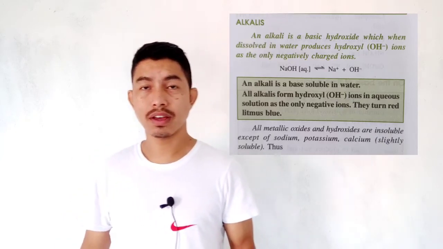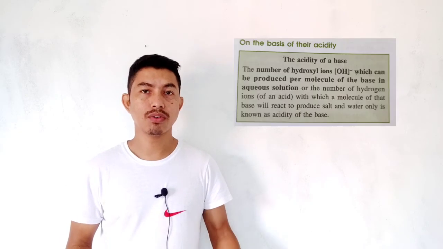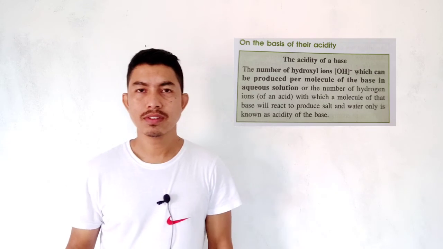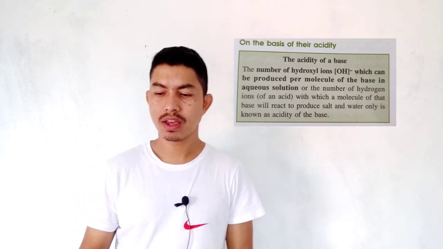Just like acids, alkalis or bases can also be classified as strong alkalis and weak alkalis. The strong alkalis are the ones that produce a larger number of hydroxyl ions when dissolved in water, and the weaker alkalis are the ones that produce a lesser amount of hydroxyl ions when dissolved in water. Now, just like for an acid we call it basicity, for a base we call it the acidity of a base. So bases can be categorized on their acidity.